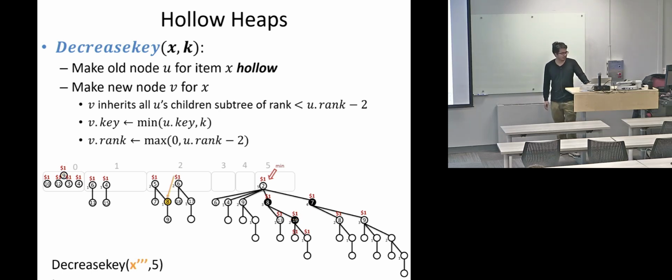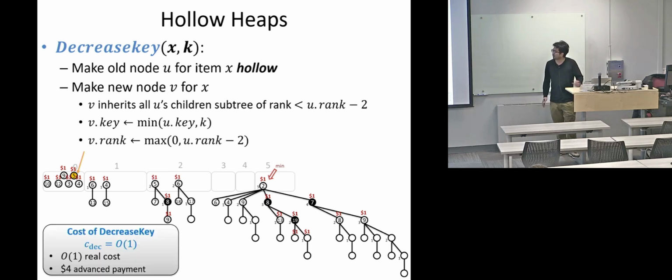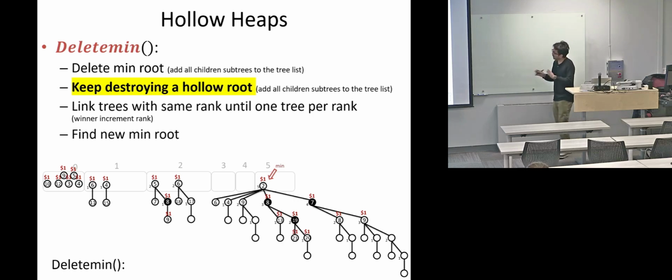Okay, so keep going, and put money. Anyway, you can see that with this invariant, the cost of decrease key is still constant. Okay. For advance payment, $4 of advance payment and constant real cost. But now the key part, delete min. Okay. So now note that I don't just have a $1 on each root.